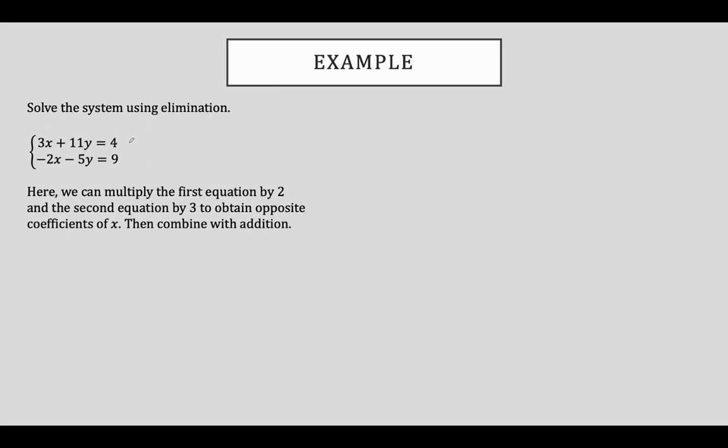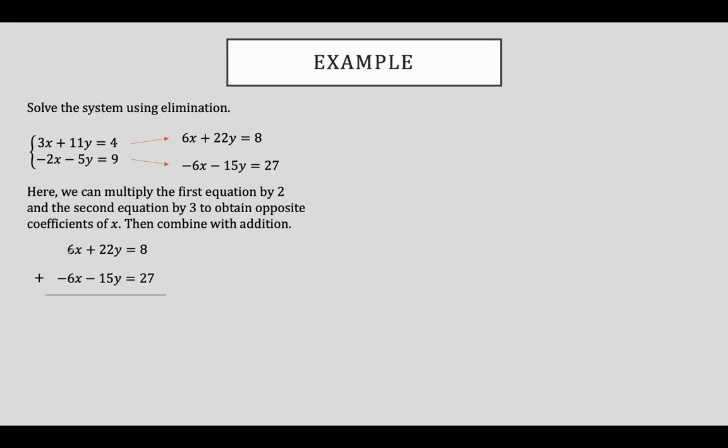So we take this first equation, we multiply the entire thing by 2. That gives us 6x plus 22y is equal to 8. We take our entire second equation, we multiply it by 3. That gives us negative 6x minus 15y is equal to 27. We can now combine those using addition.